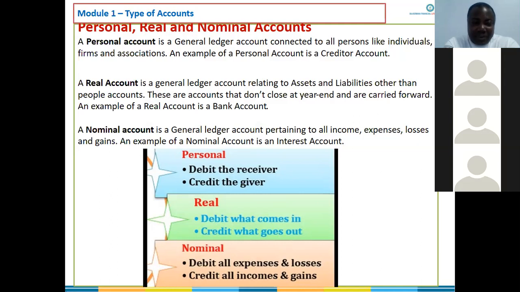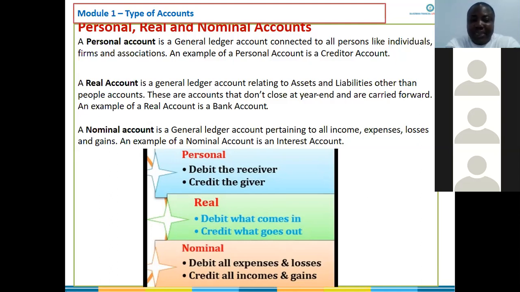Then nominal accounts. A nominal account is a general ledger account pertaining to all income, expenses, losses, and gains. An example of a nominal account is an interest account. Okay, a simple one is interest account, but maybe say interest income. You also have interest expense. You have your sales account, or you have your revenue account. Okay, all these will fall under nominal account.